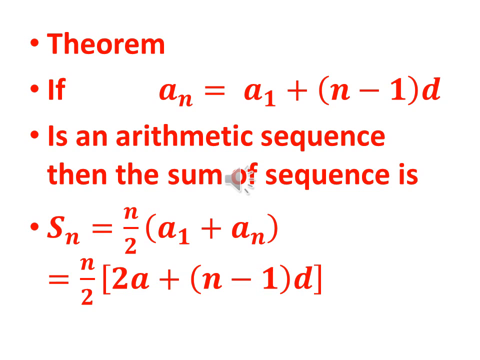We have to know the rules correctly. First rule: the nth term equals first term plus n minus 1 times g. Second rule for the sum: the sum of the sequence equals n over 2, where n is the number of terms, times first term plus last term. If I substitute the last term, it equals n over 2 times 2 first term plus n minus 1 times g.